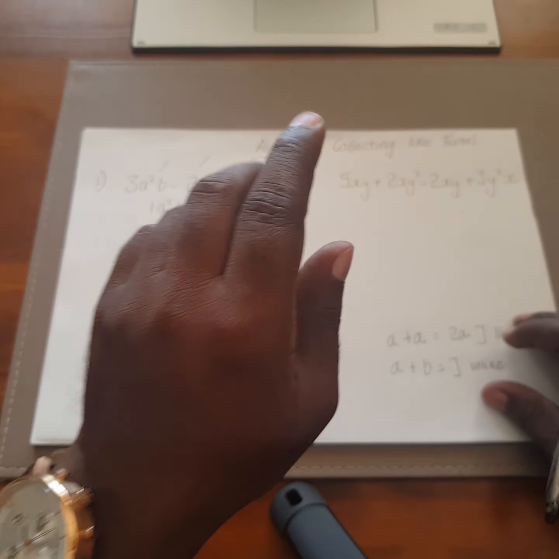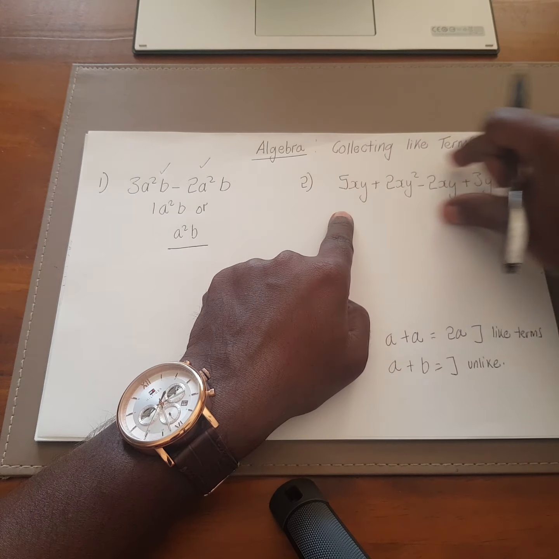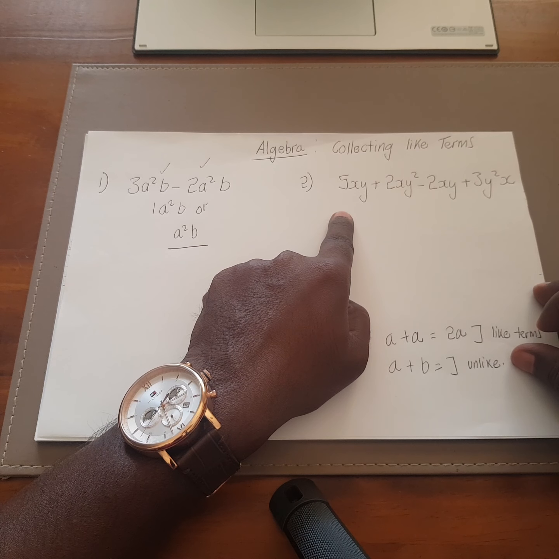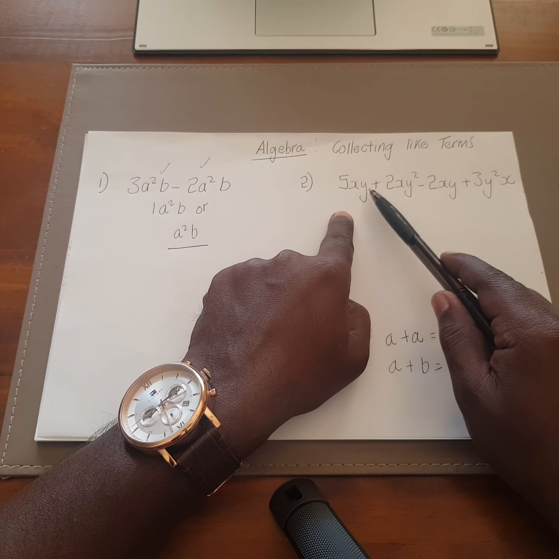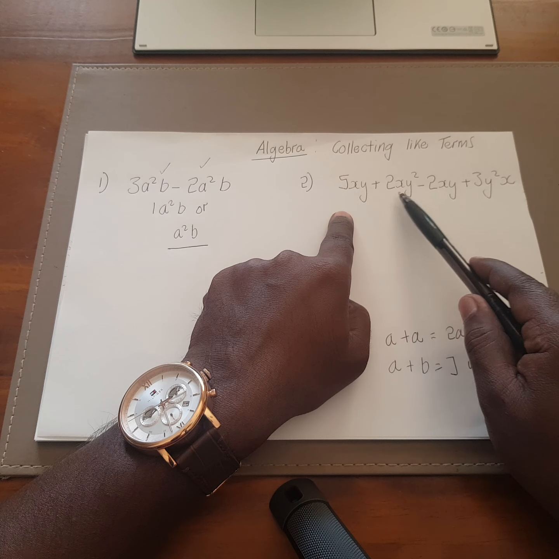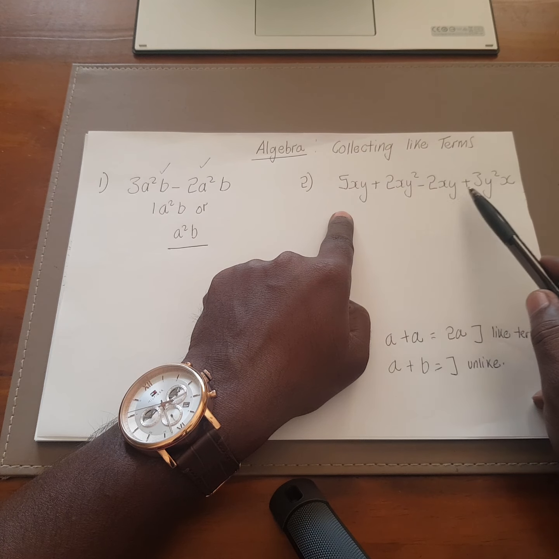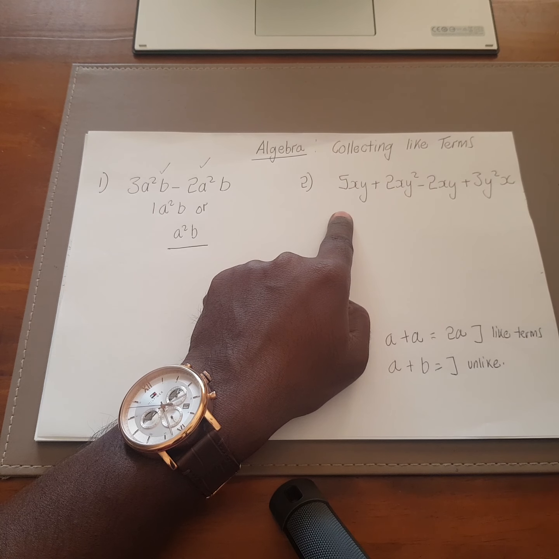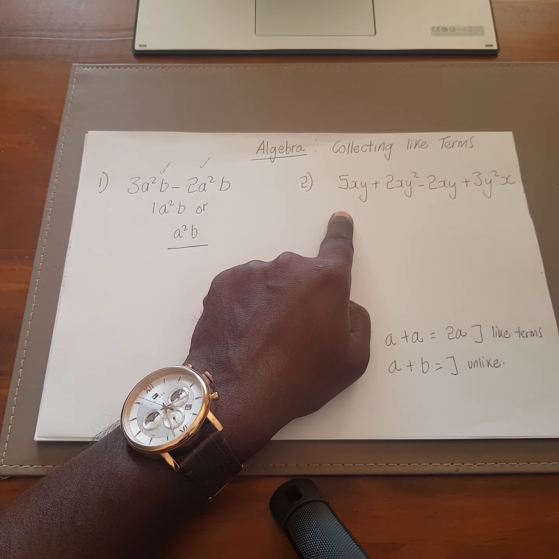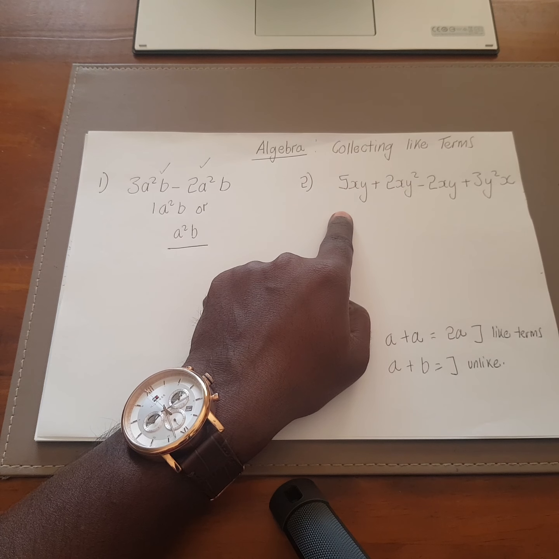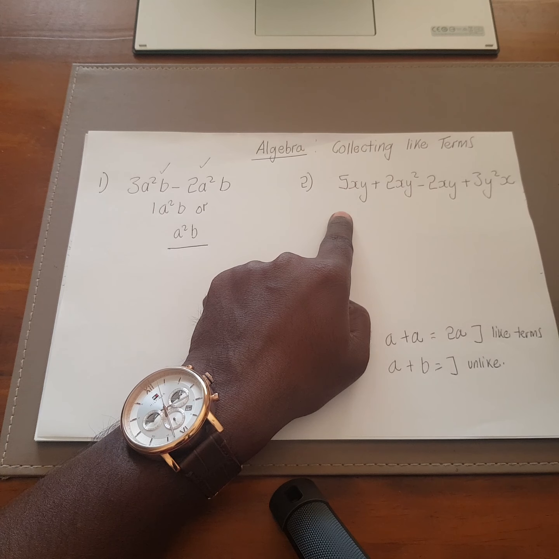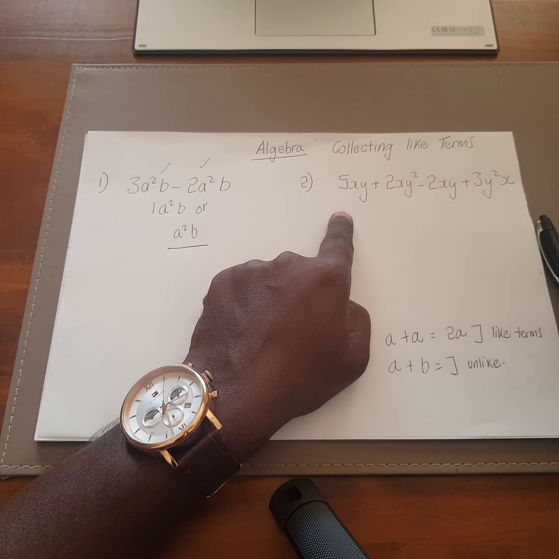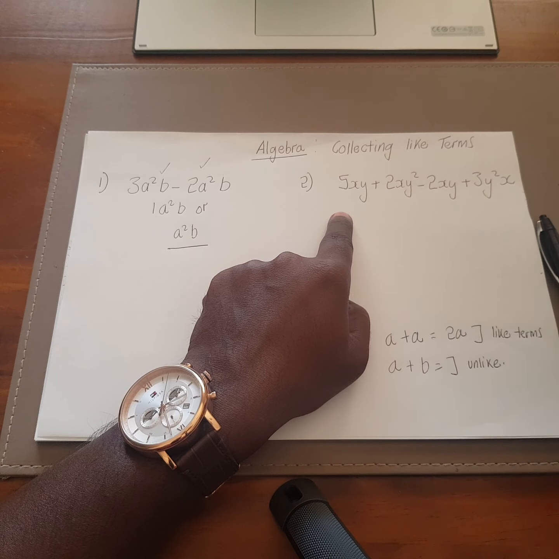Let's look at the second question here. Slightly more complex, but we're able to solve this. We're in a situation where you've got 5xy plus 2x squared y minus 2xy plus 3y squared x. Now, at first, this question can be very overwhelming because you've got x and y's, you've got x squared and you've got y squared, you've got plus and you've got negatives. In this scenario, the first thing we need to do is pair up the like terms.